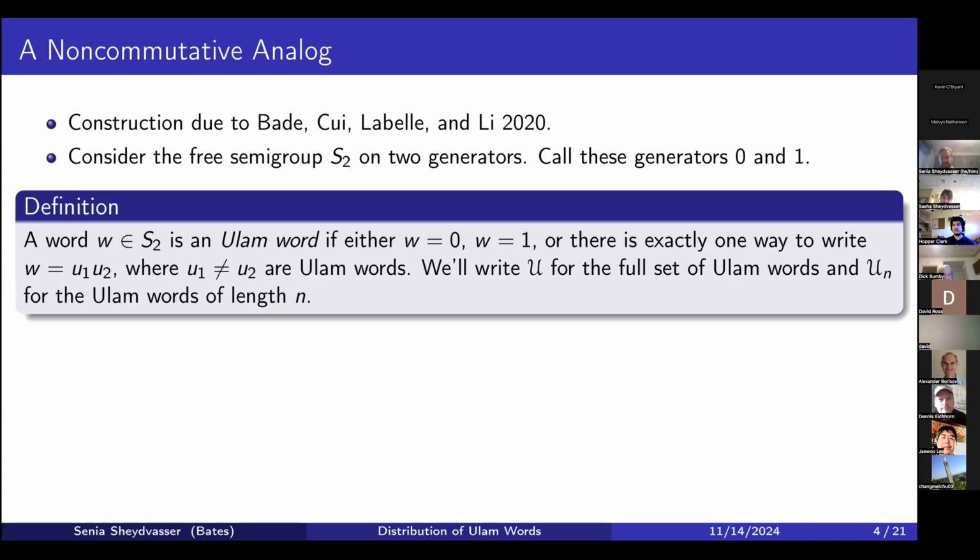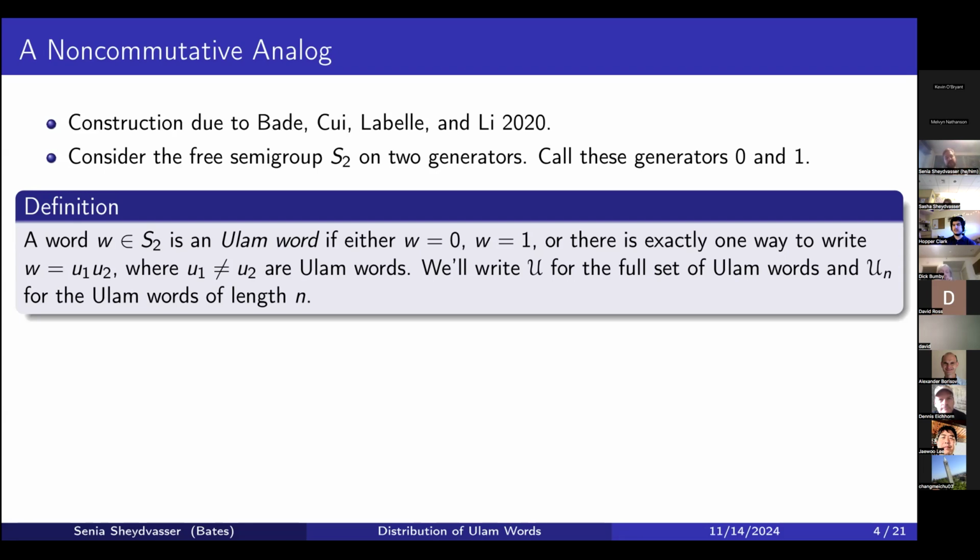So call the generators for this semigroup 0 and 1. Then the free semigroup is just going to consist of all sequences of zeros and ones, right? Words in those 2 letters. And the way we multiply is we just concatenate these words together.